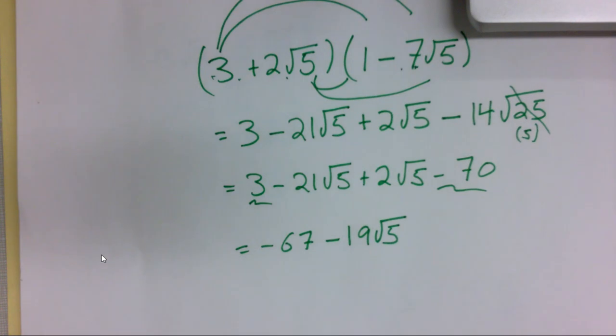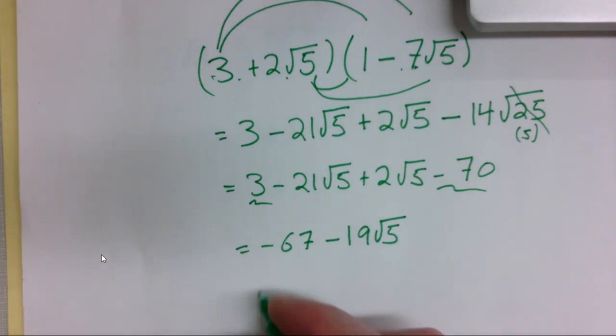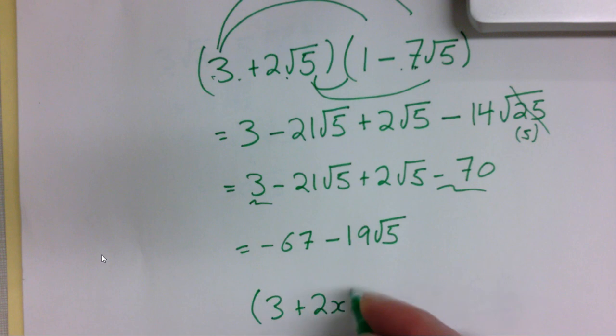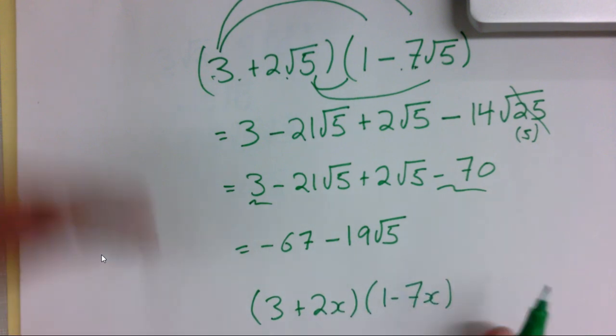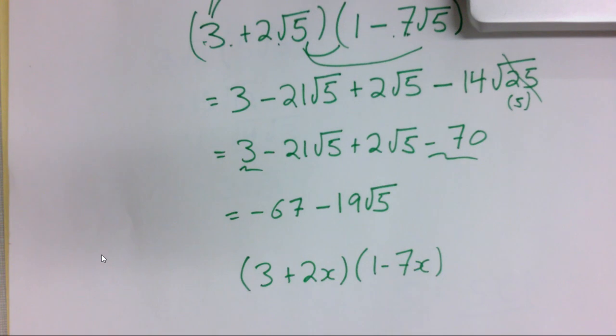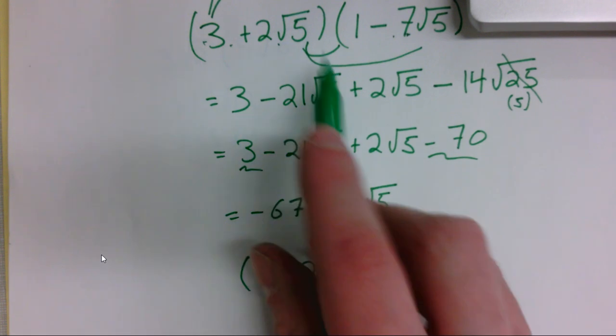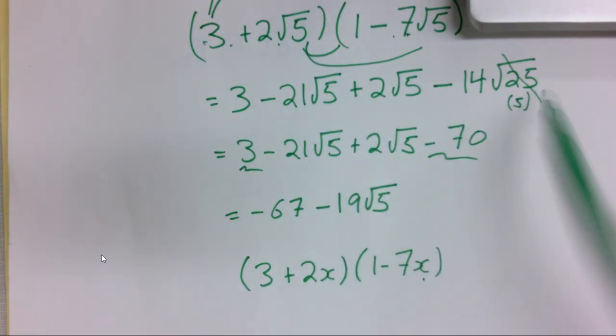The pattern of what we're doing, the way this feels, is really similar to doing 3 plus 2x times 1 minus 7x. It's almost just like treating what's under the root as a variable. So we're using the same steps. I'm doing FOIL. I'm collecting what I can. x times x is x squared, just like root 5 times root 5 is root 25.